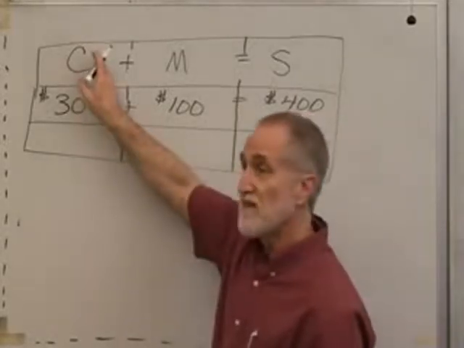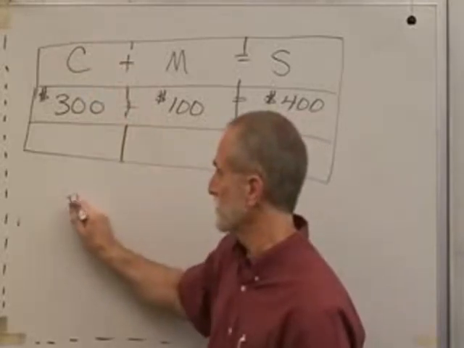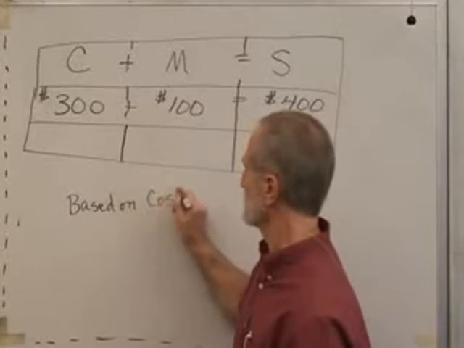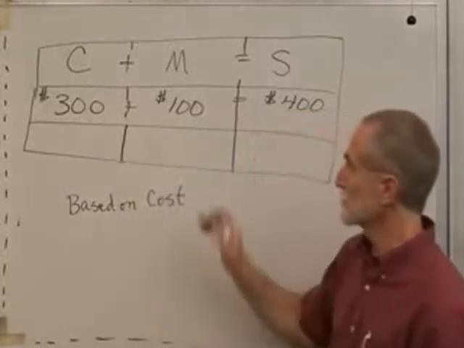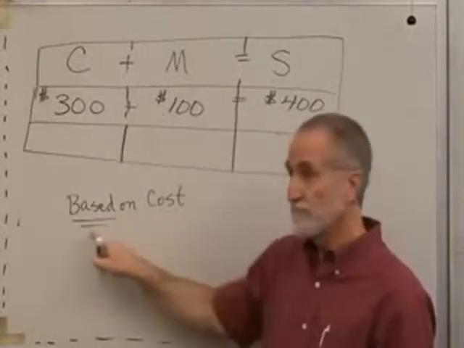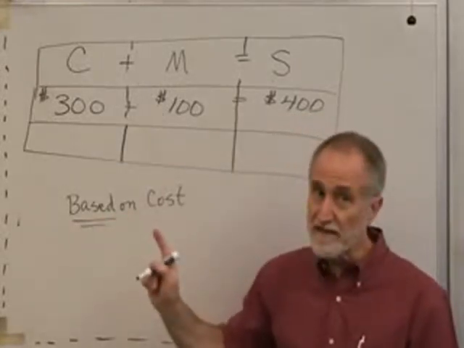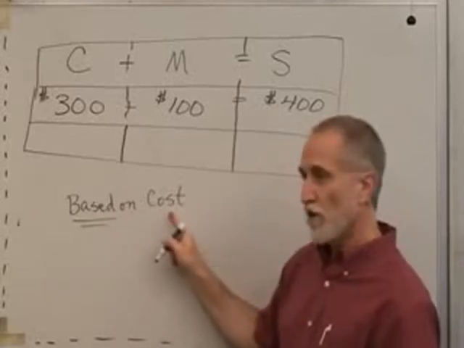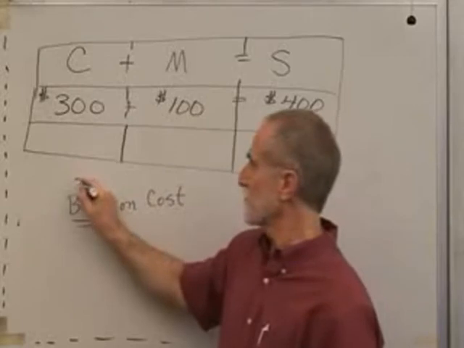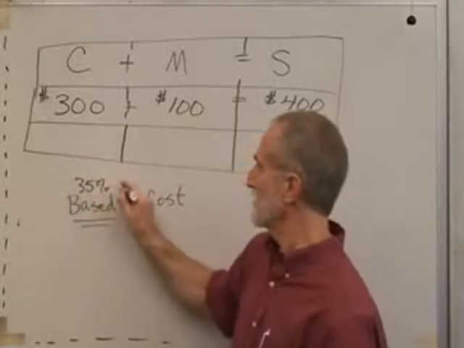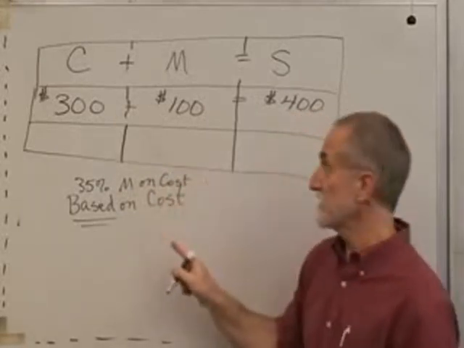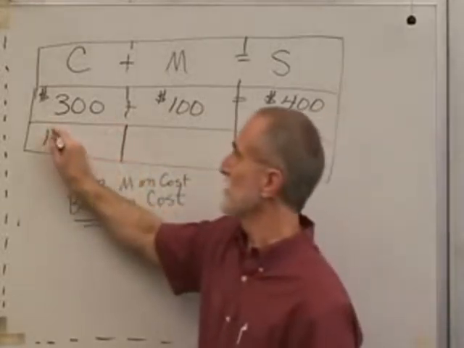Some businesses base their markup on cost. A markup based on cost looks like this. The word that comes after on is the base. It's the 100%. If something's on cost, that means it's based on cost. If we say somebody needs a 35% markup on cost, that means cost is the base. That means cost is the 100%.